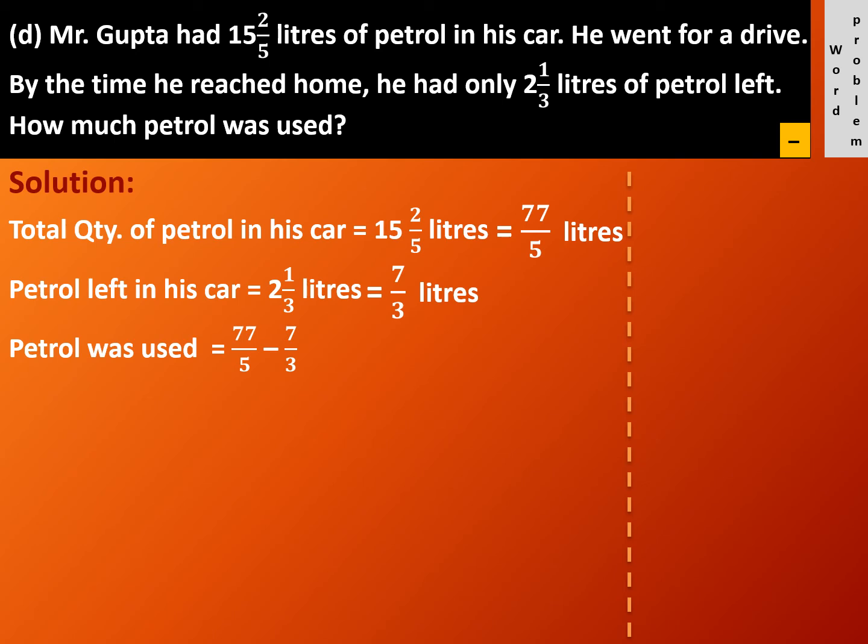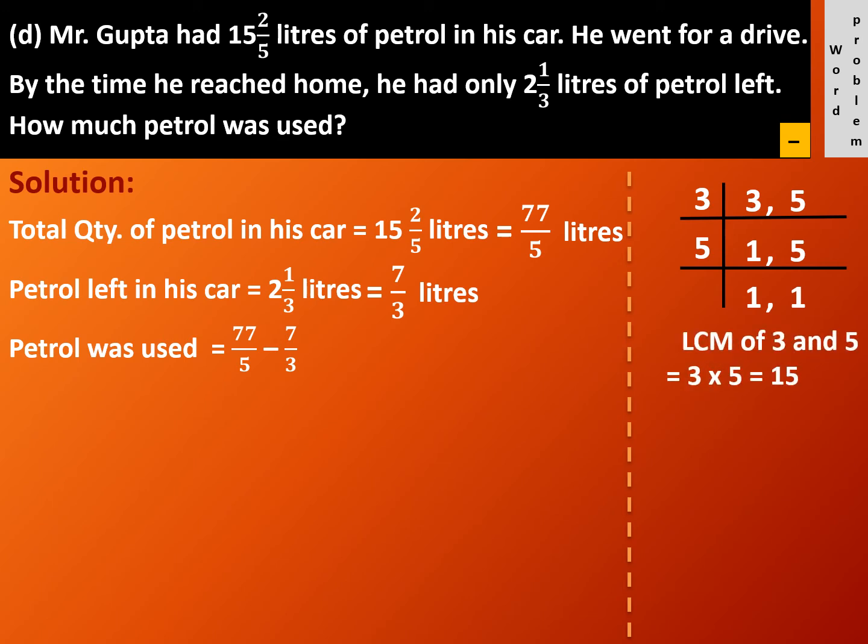To make the denominators the same, we will convert them into like fractions. For this, we need to find the LCM of 5 and 3. As we see, the LCM of 3 and 5 is 15. So, we have to bring 15 at the place of the denominator. Our first fraction is 77/5 and we want 15 at the place of the denominator.